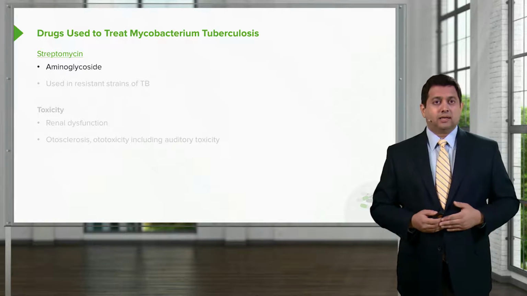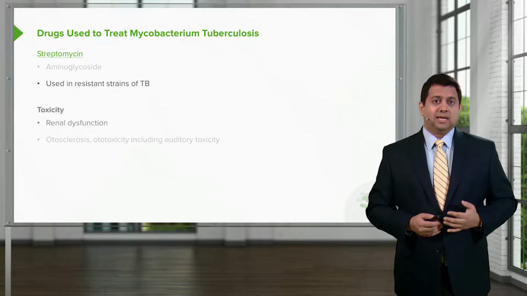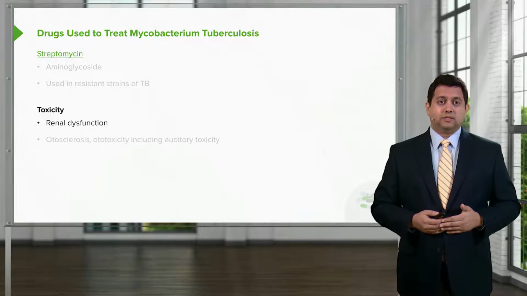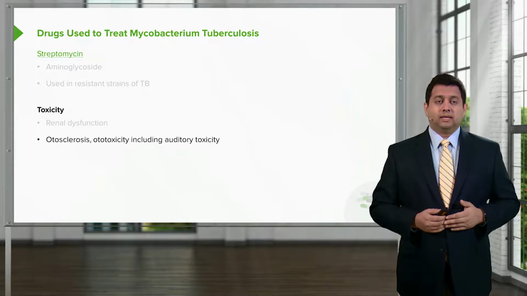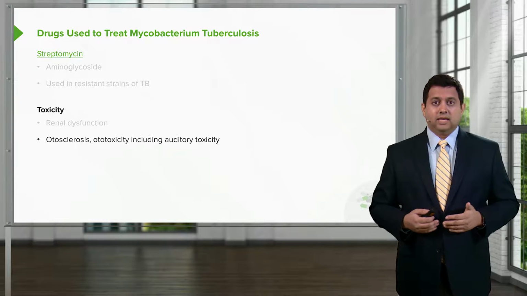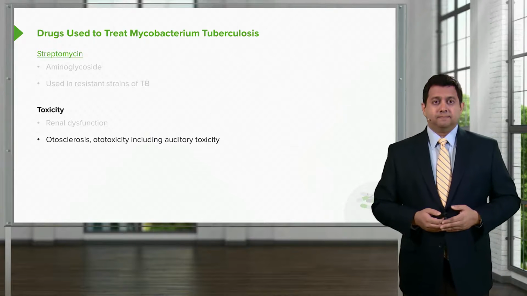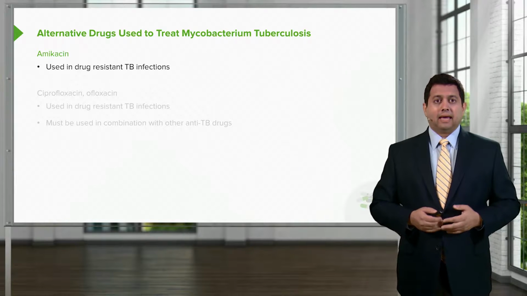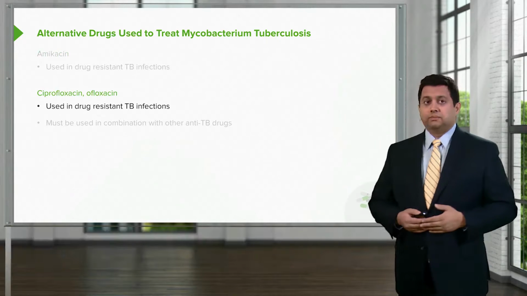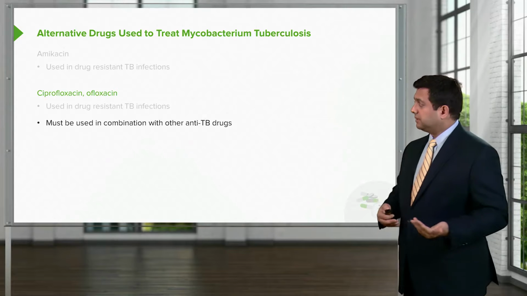Streptomycin is an aminoglycoside. I alluded to it earlier. It's used in resistant strains of tuberculosis, and its main concern, like all aminoglycosides, is renal toxicity or renal dysfunction. And of course, we mentioned before that aminoglycosides are involved with ototoxicity, including some auditory toxicity, as in not being able to hear. Amikacin is used in drug-resistant TB infections. We also use ciprofloxacin and ofloxacin in drug-resistant TB, and we can use them in combination with the other TB drugs.